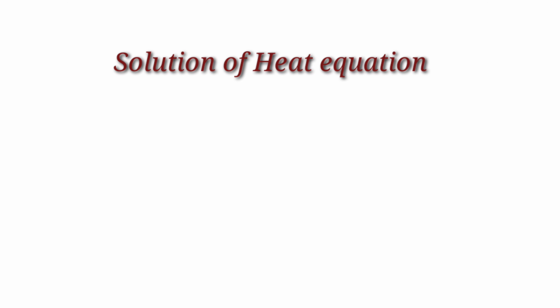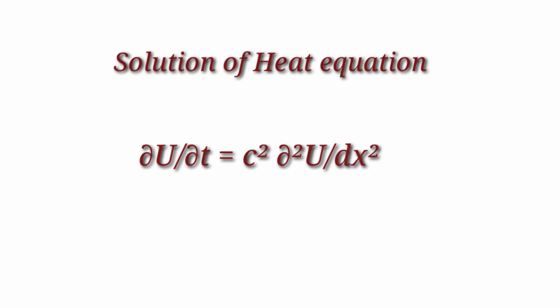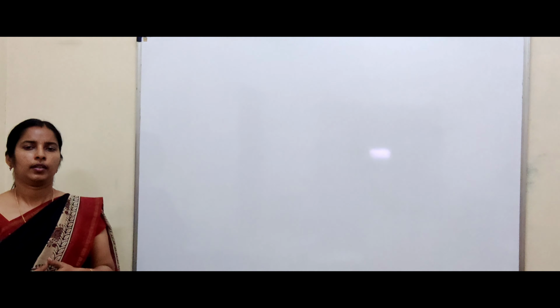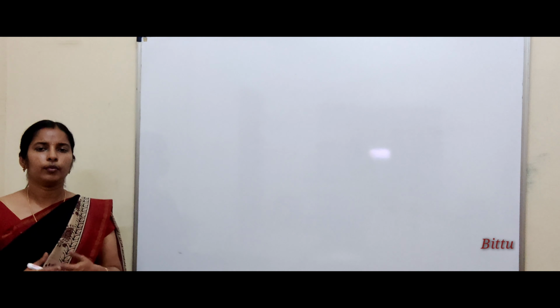Today, I am going to solve the one-dimensional heat equation by the variable separable technique. Our one-dimensional heat equation is ∂u/∂t = c² ∂²u/∂x². Here, x and t are independent variables and u is the dependent variable which depends on x and t.